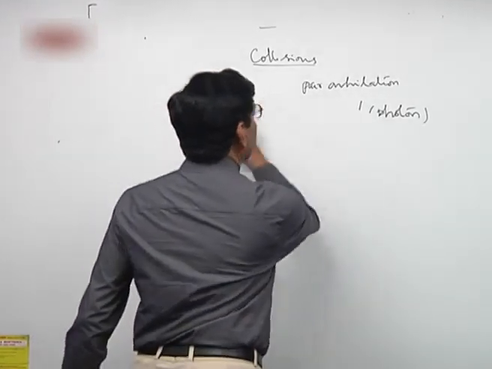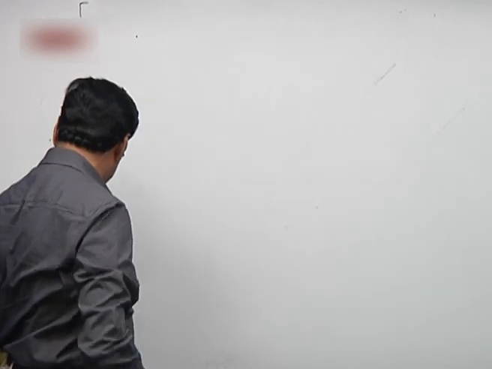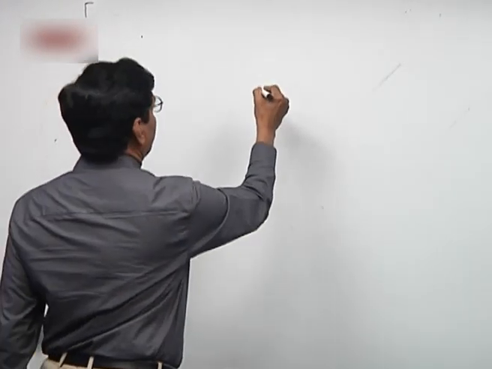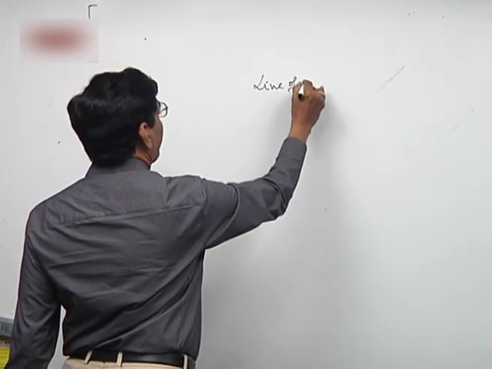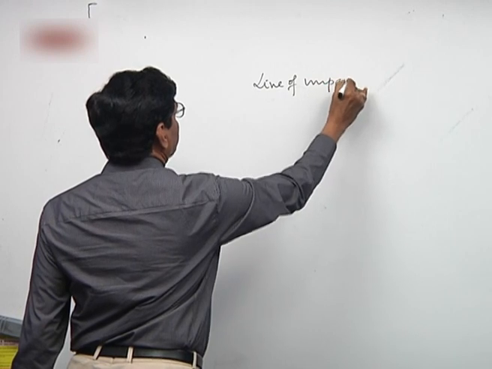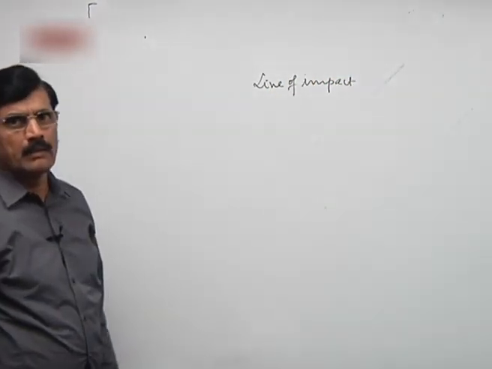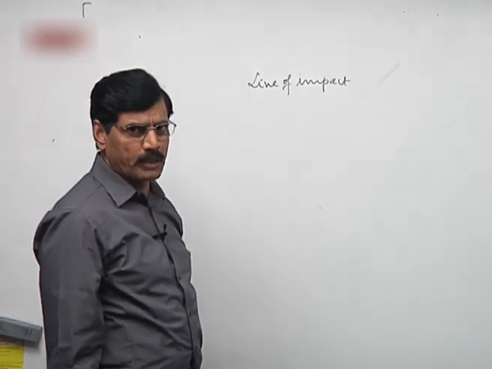Now, before we analyze collisions and classify collisions, we will first consider the line of impact. Based on that, we make the classification later. First one is line of impact. When the collision is taking place between the bodies, what is the line of impact?